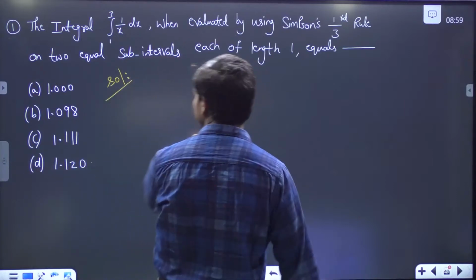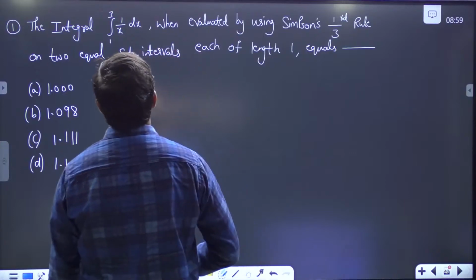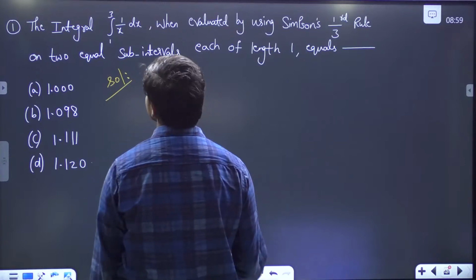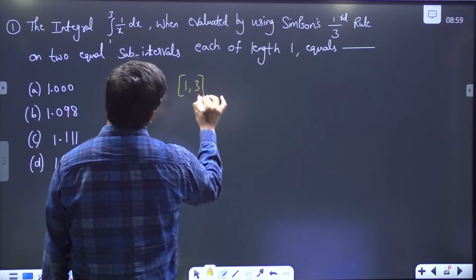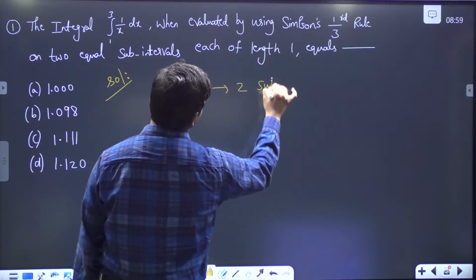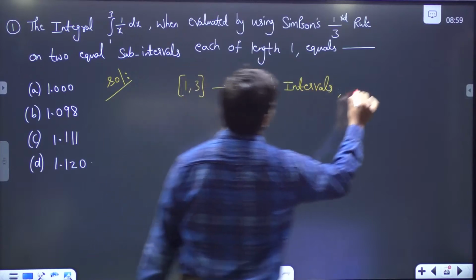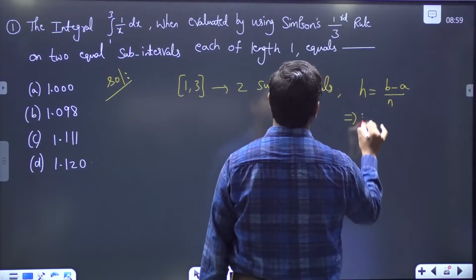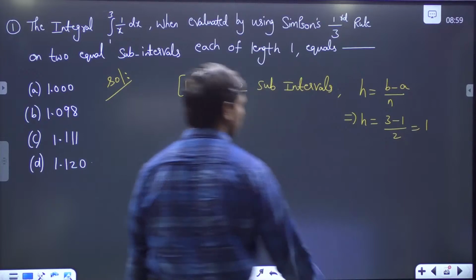Option A, Subramaniam. Okay, let me check. So the integral from 1 to 3 of 1 by x dx, when evaluated using Simpson's 1/3 rule on two equal subintervals, means this interval 1 to 3 is divided into two subintervals. If you take the h value, h is equal to (b minus a) by n. So h is equal to (3 minus 1) divided by 2. So the answer is 1. So step size is 1.